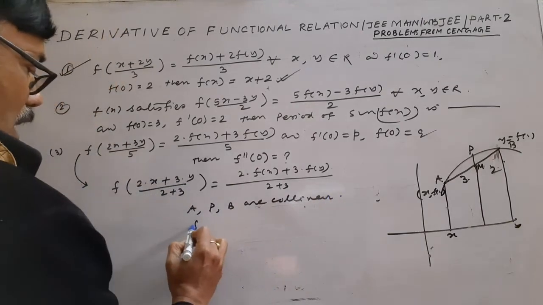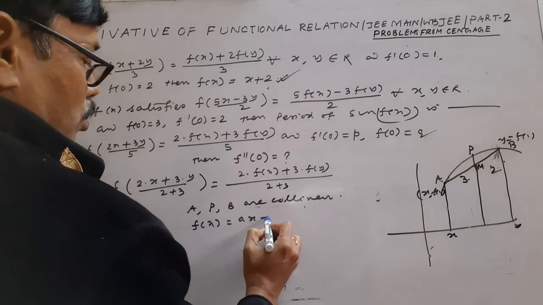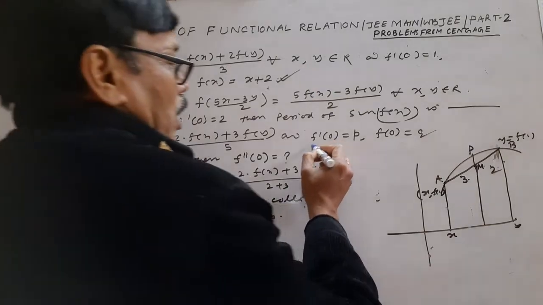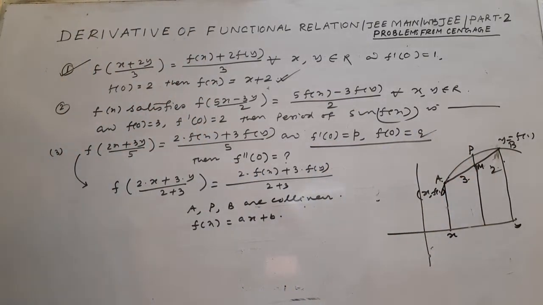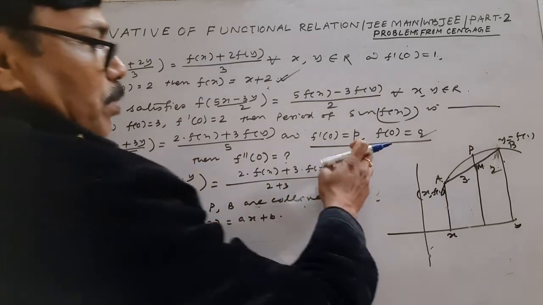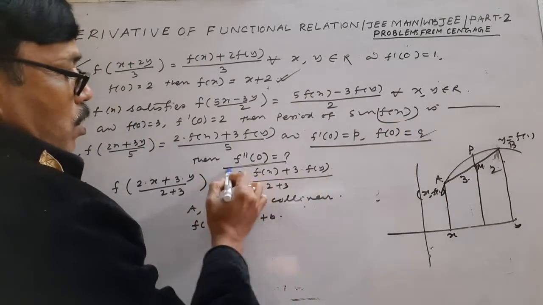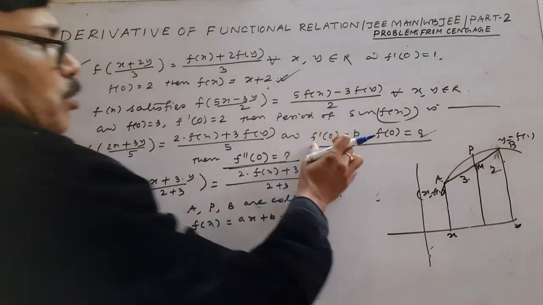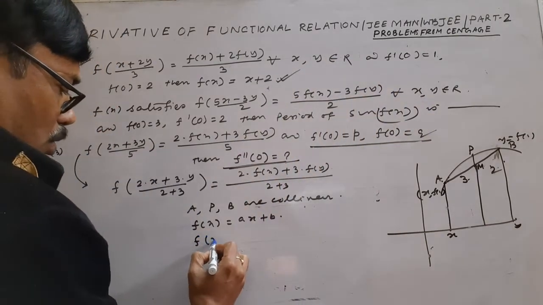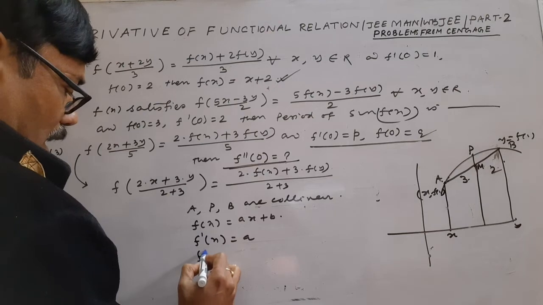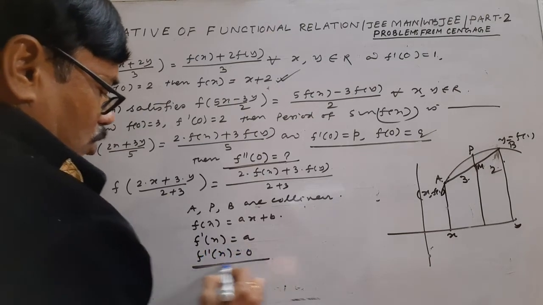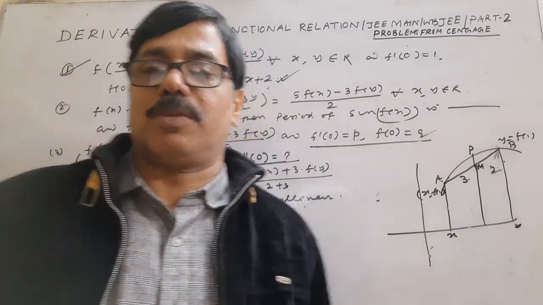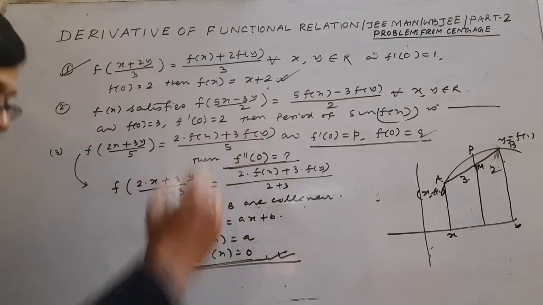So f(x) is a linear function, f(x) = ax + b. Now, using the conditions we can find a and b in terms of p and q. But look, here f''(0) is needed. Since f is a linear function, there is no need to use these two conditions. We know f'(x) = a, so f''(x) = 0 for any value of x because f(x) is a linear function. Look, most interesting result.